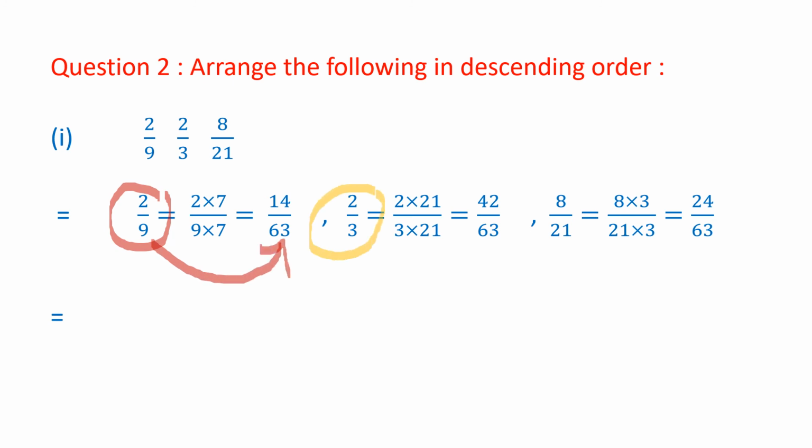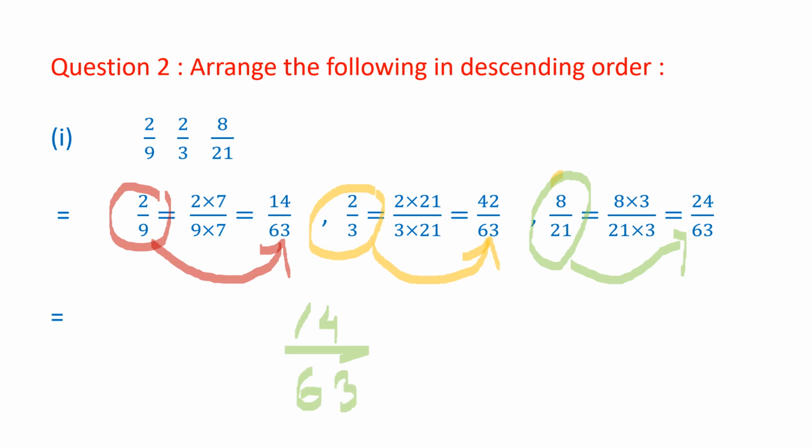So you can see that here 2 by 9 became 14 by 63. 2 by 3 became 42 by 63. And 8 by 21 became 24 by 63, right? So 14 by 63, 42 by 63, and 24 by 63.